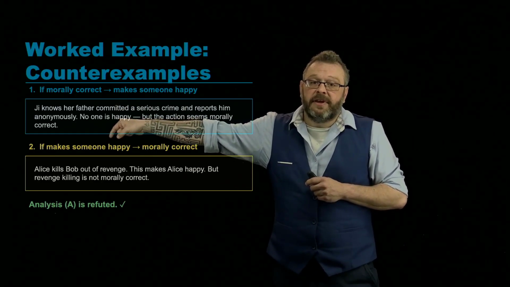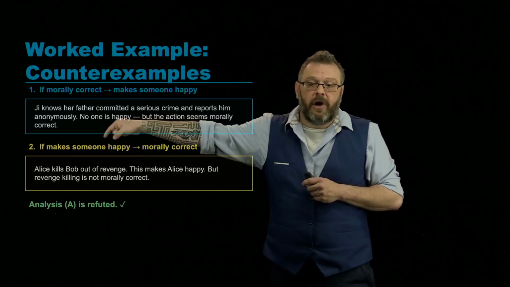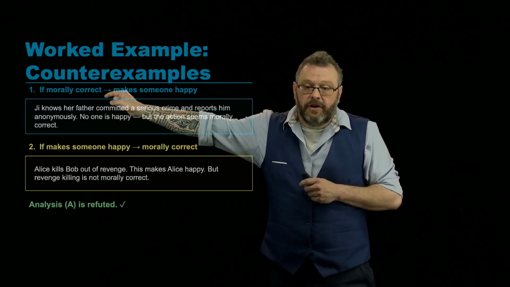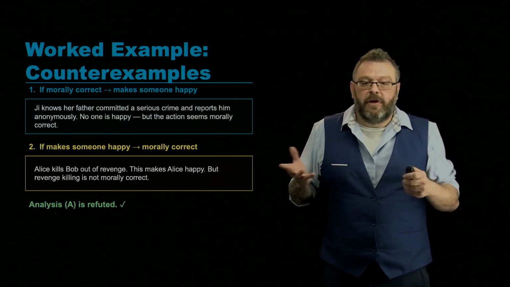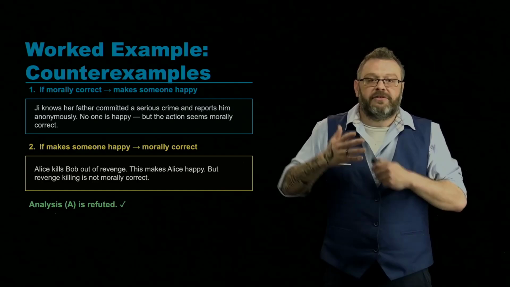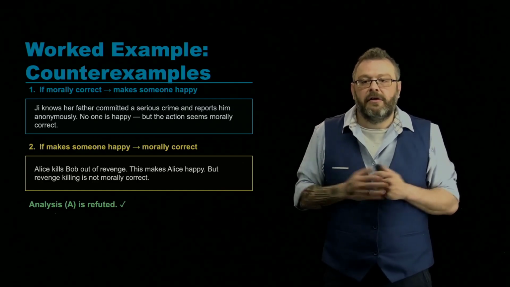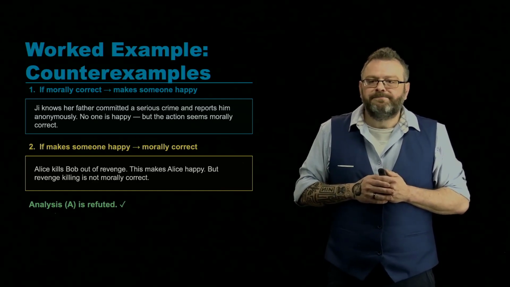And let's flip this. This is, I think, a little bit easier to come up with a counterexample to. A case where an action makes somebody happy but is not morally correct. I've got, hey, somebody kills somebody out of revenge. It makes them happy, it makes them satisfied, but certainly not morally correct.